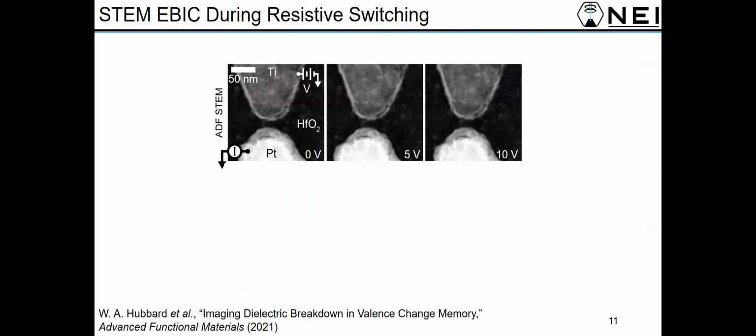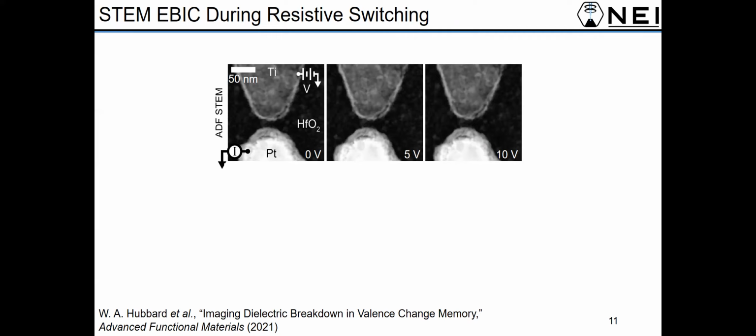So here we're going to look at some resistive memory devices, which are nanoscale. And these are platinum and titanium electrodes separated by about 10 nanometers of hafnium oxide. And here we're applying a bias to the titanium electrode while we're grounding the platinum through our current amplifier. And we're trying to change the resistive state of these devices. So we don't see any indication of changes with increased bias in the ADF STEM images.